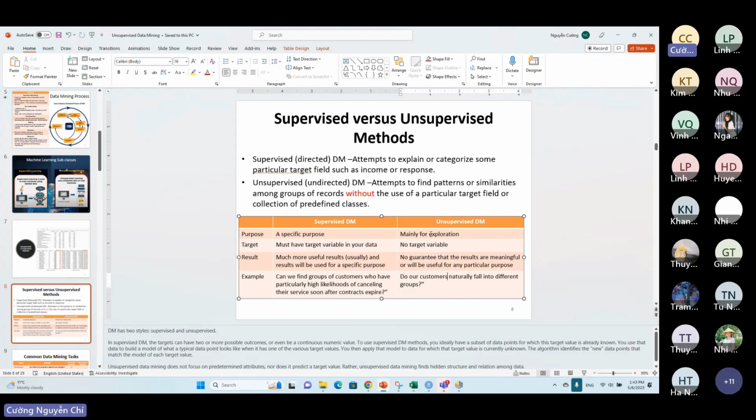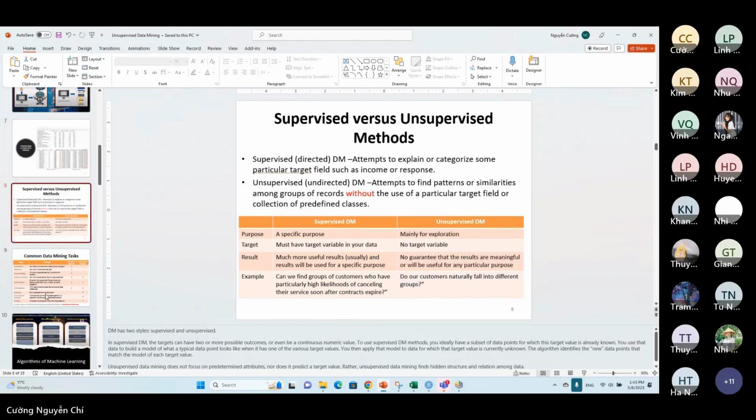Whereas unsupervised data mining will be used when there is no target variable, as we saw before. It is mainly used for exploration purposes, and sometimes the meaning of the analysis may be vague and hard to determine. But anyway, supervised data mining is very, very important. Sometimes people will use unsupervised data mining before supervised data mining, just to do the clustering, to make the data into different groups and be ready for supervised data mining.